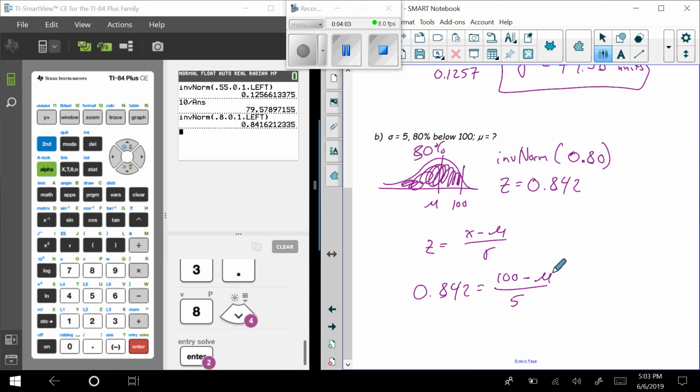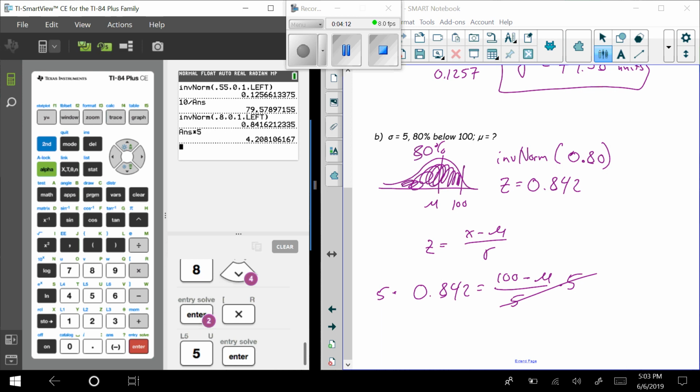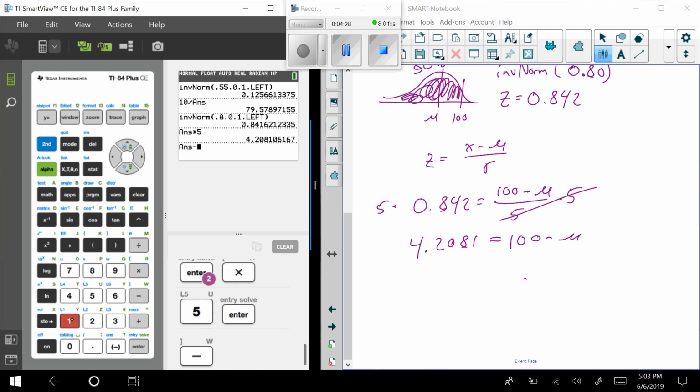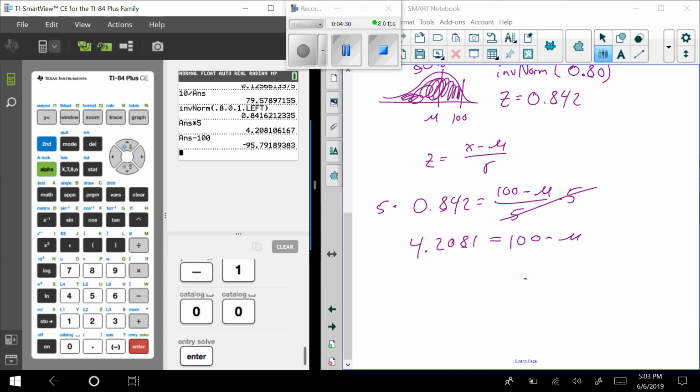Well, that means I multiply this by 5, right? Oh, so I come over here to my calculator, times 5, enter. That's 4.2081 equals 100 minus mu. Of course, you can do this in less steps. I would add mu over and then subtract, right? Here on the calculator, I'll kind of just cheat. I think I'll just say minus 100, right?